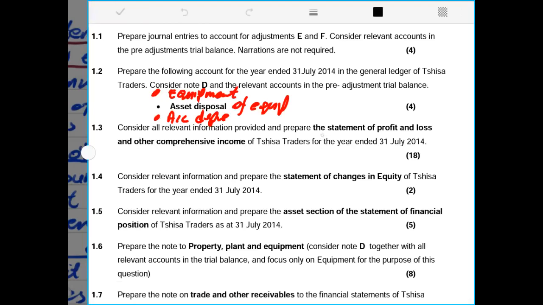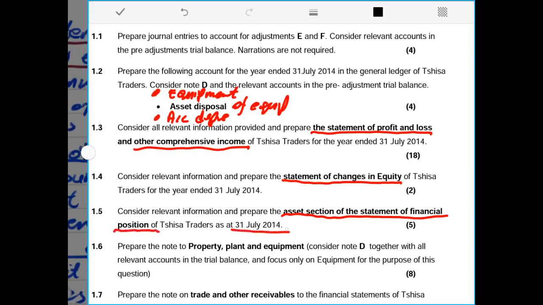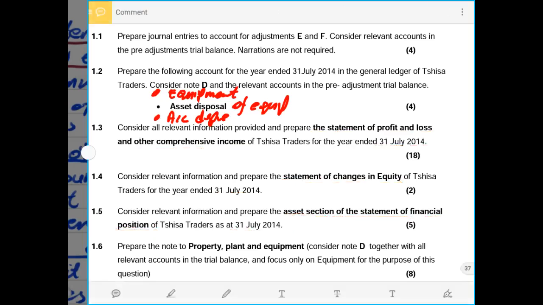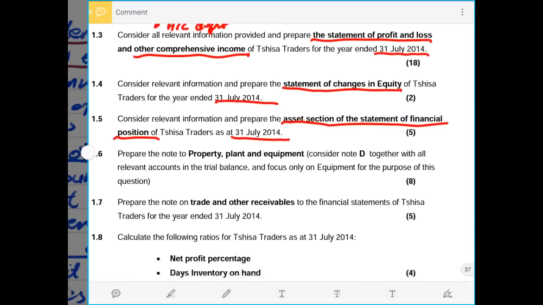Then under 1.3, we are required to do the statement of profit and loss, being the income statement, and 1.4 we are required to do the statement of changes in equity, and 1.5 we are required to do the statement of financial position at 31st of July 2014. So this tells you that we are at the end of the year 31st of July, doing the books for the year that ended 31st of July.